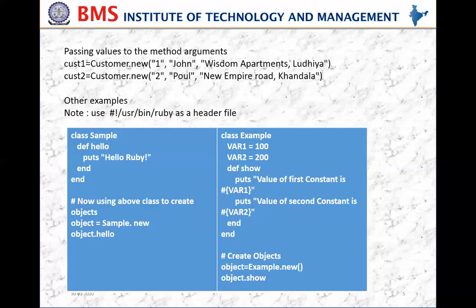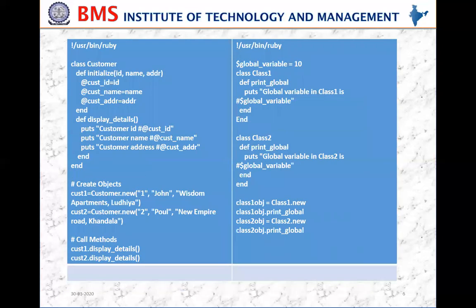So we have an end statement for show, and we have an end statement for example. Now we create an object = Example.new, where Example is the name of a class, and we write object.show. Show is a method. So when this last line is executed, we display the value of the first global variable, that is 100, and the value of the second, that is 200.